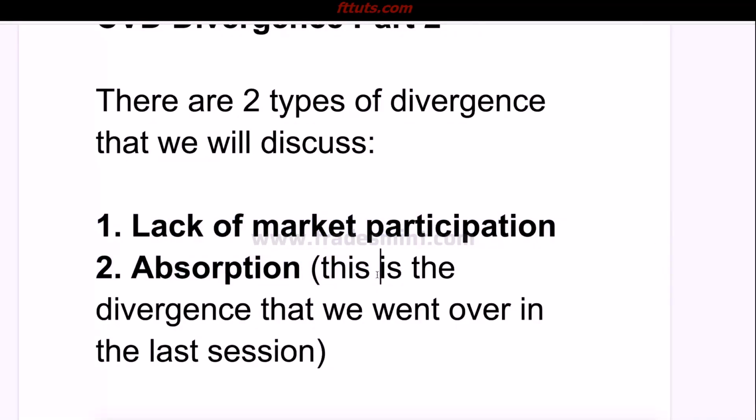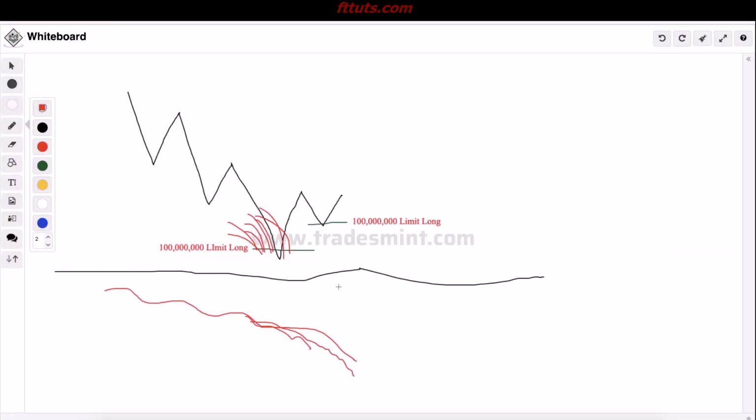Now, absorption is the type of divergence that we've already discussed in the last session, right? Because what's happening with absorption is those limit traders who are sitting here are absorbing the market traders who are marketing in. So if we have a downtrend and we have a lot of people, these red lines represent people market shorting, okay? And then we have the limit long down here. The reason why the price doesn't come any lower, even though there are many market shorts opening up, is because price is being absorbed. Those limit shorts, that money is literally being absorbed by the limit long.